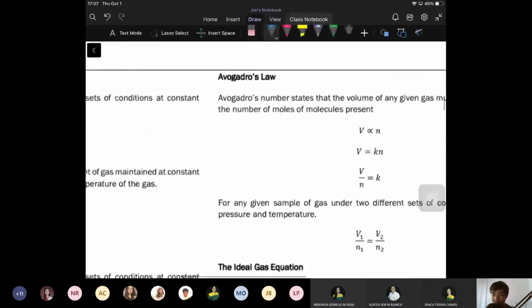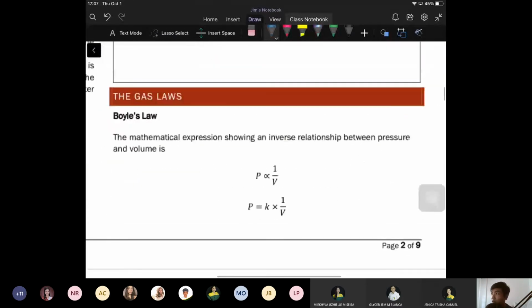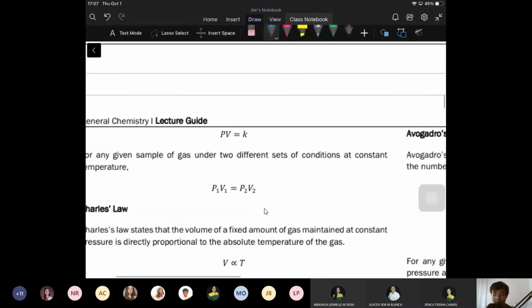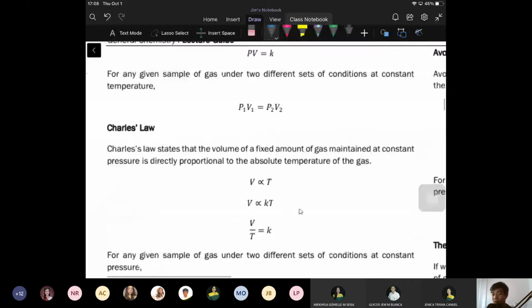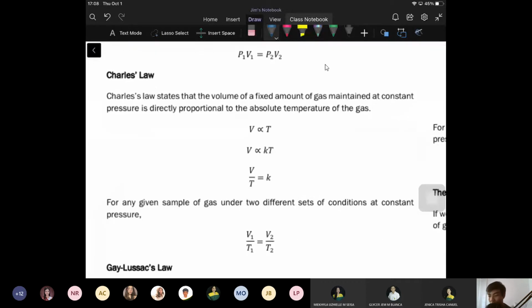Okay, so again, Boyle's law. When you say Boyle's law, there's an inverse relationship between pressure and volume. Okay, so we can derive a relationship between two sets of condition using this equation, P1 V1 equals P2 V2. Next one is Charles' law.